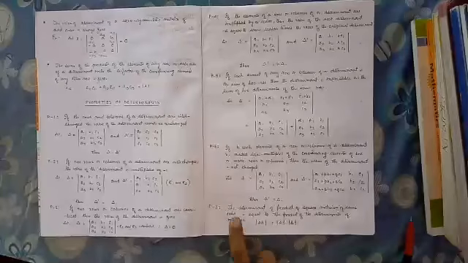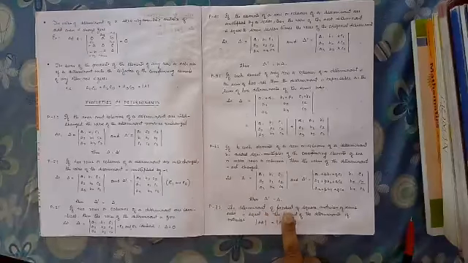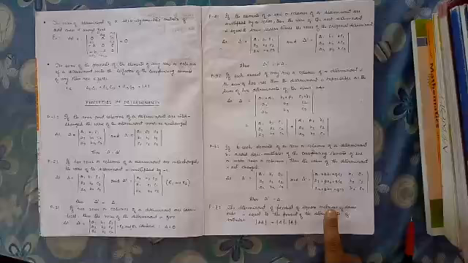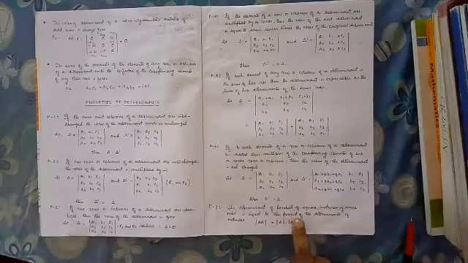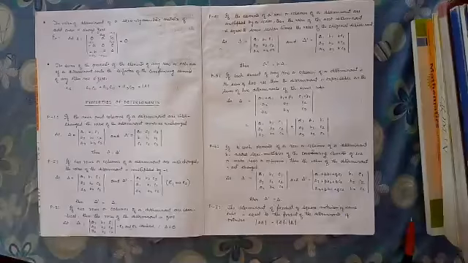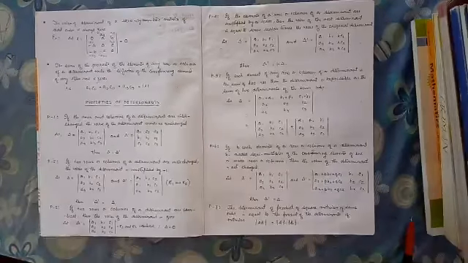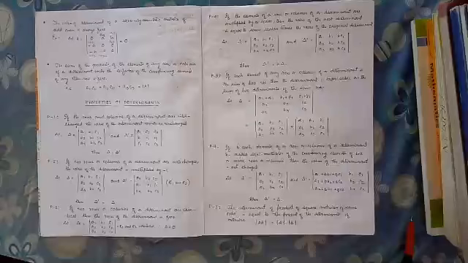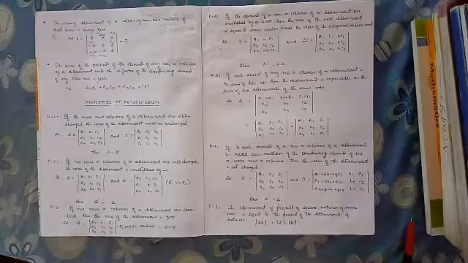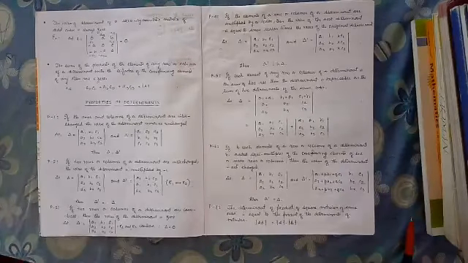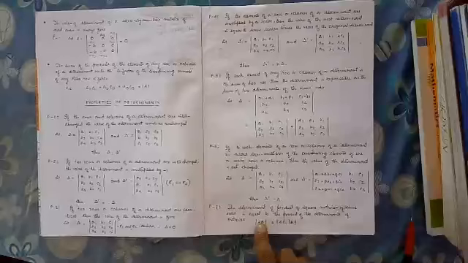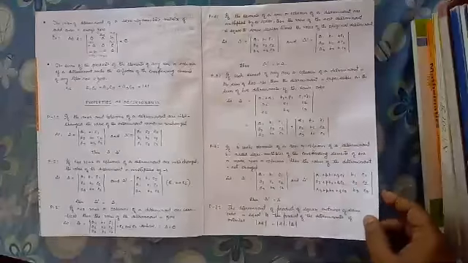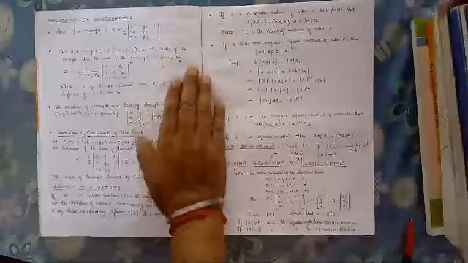Now property 7. The determinant of the product of square matrices of the same order is equal to the product of the determinants of the matrices. That is, A is a matrix, B is a matrix, such that the product AB is defined. There is multiplication of A and B defined and we get the matrix AB. Then determinant of AB is equal to determinant of A into determinant of B.